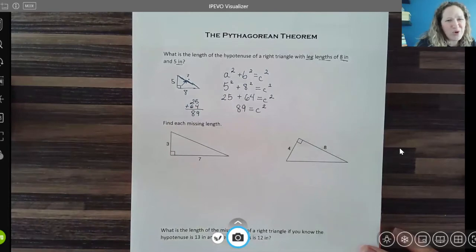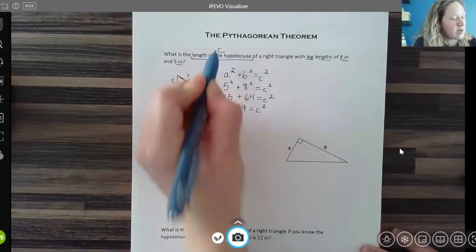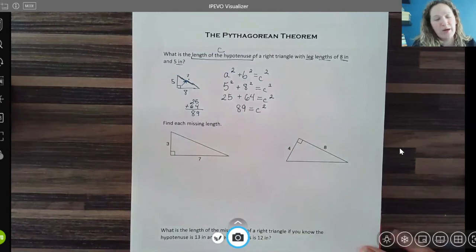But I don't want to know what c squared is. I want to know the length of the hypotenuse, which is c by itself. So I'm not finished solving yet. When we think about solving equations, we use inverse operations to isolate our variable, meaning if I am multiplying, I typically divide. If I am adding, I would typically subtract. We perform that inverse operation.